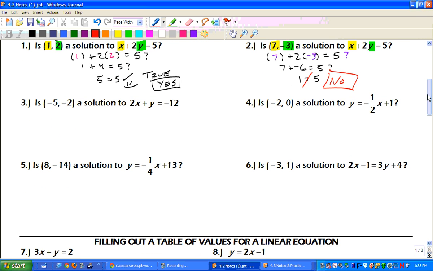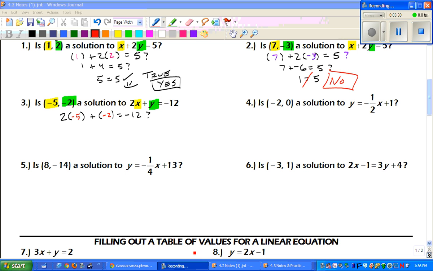All right. Number 3. Let's go ahead and we'll start looking to see where everything goes. So it's going to be 2 times negative 5 plus negative 2, and does that equal negative 12? So negative 5 goes there, negative 2 goes there. Go ahead and pause the video and try the problem. Let's see how you guys do.